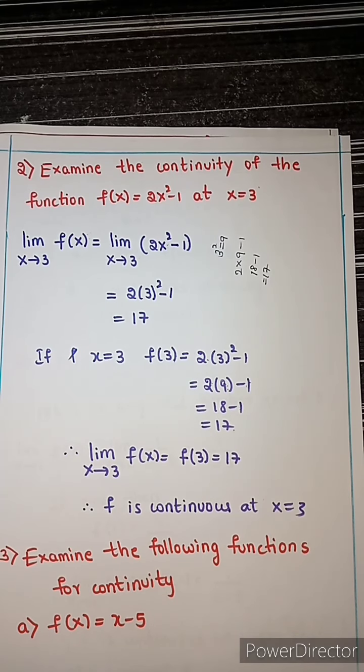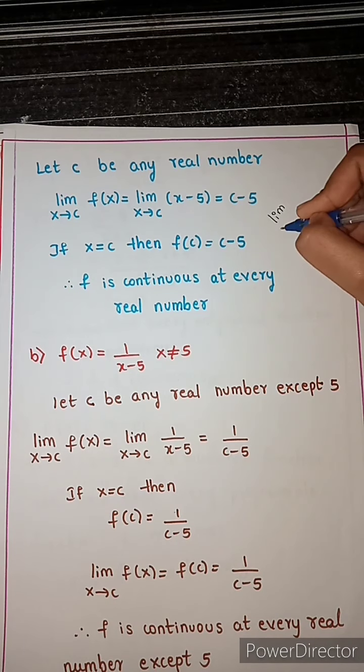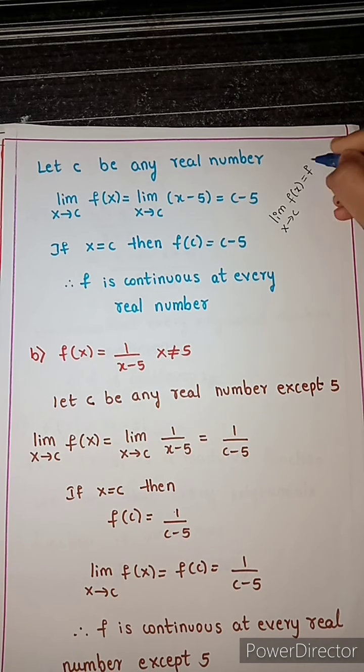So f is continuous at x equal to 3. Now let me read the third question. Examine the following function for continuity. In that first is f of x is equal to x minus 5. Now here also we need to check the continuity. Here no number is given to check the continuity. So assume c be any real number. Now we need to check limit x tends to c, f of x is equal to f of c or not.